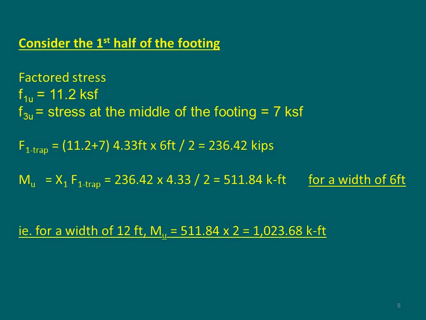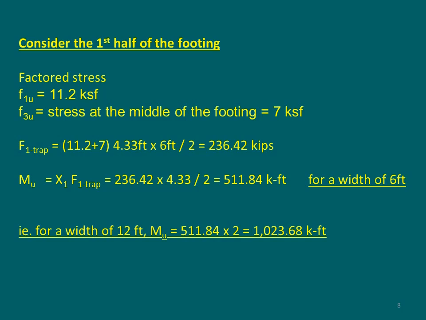So now here we go. The trapezoid here is going to be 11.2 plus 7 divided by 2 times the cantilever length times 6 feet instead of 12 feet. Now here's the force. The moment is going to be calculated exactly the same way that we have done in the previous slide. Now this moment calculated out is going to be almost 512 kip-foot, applied on a width of 6 feet of the footing.